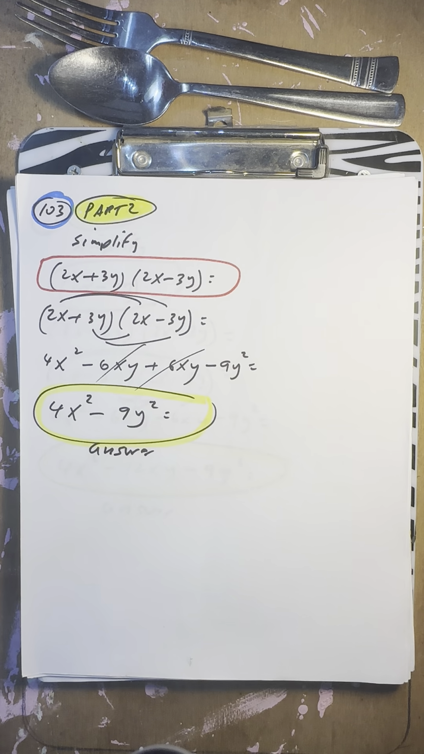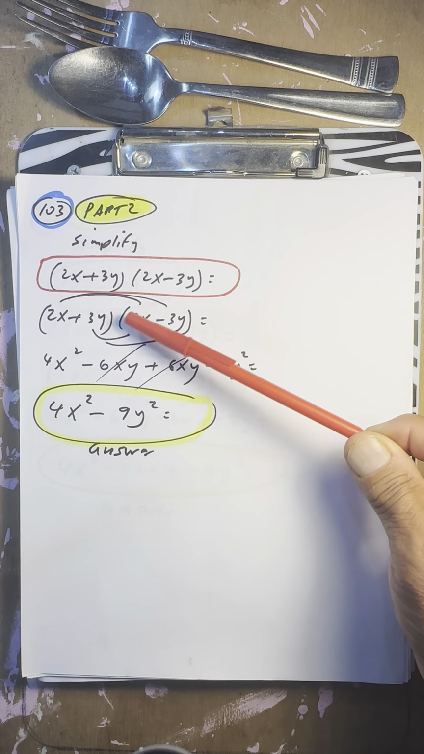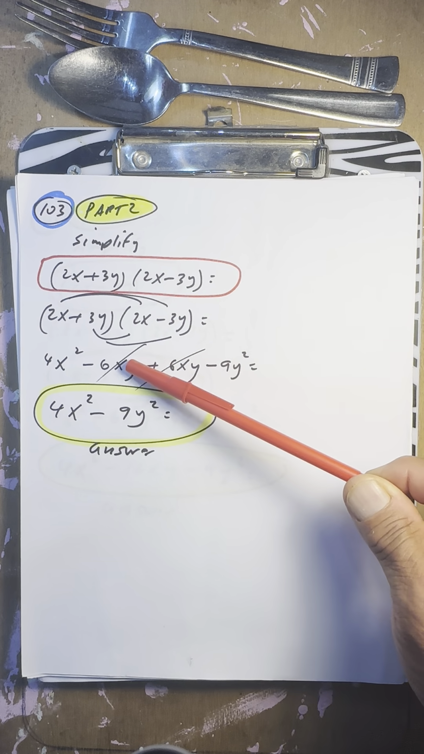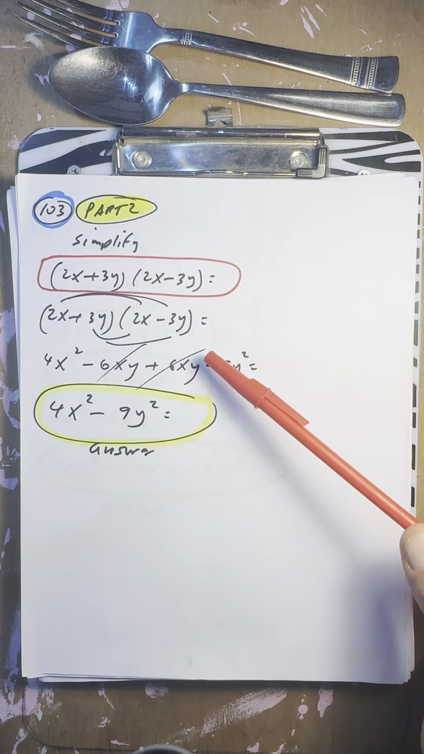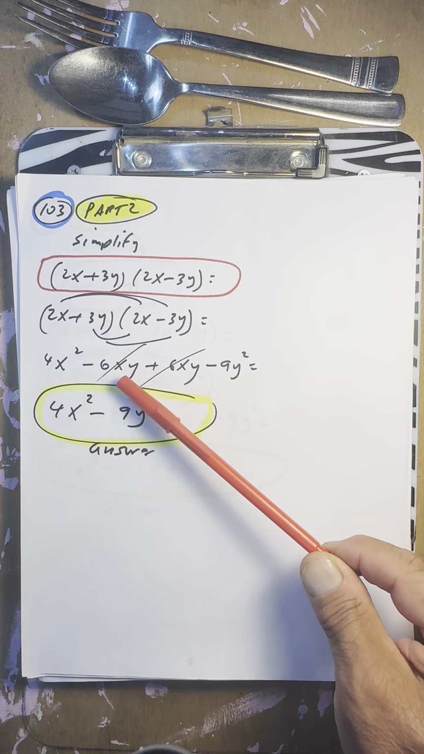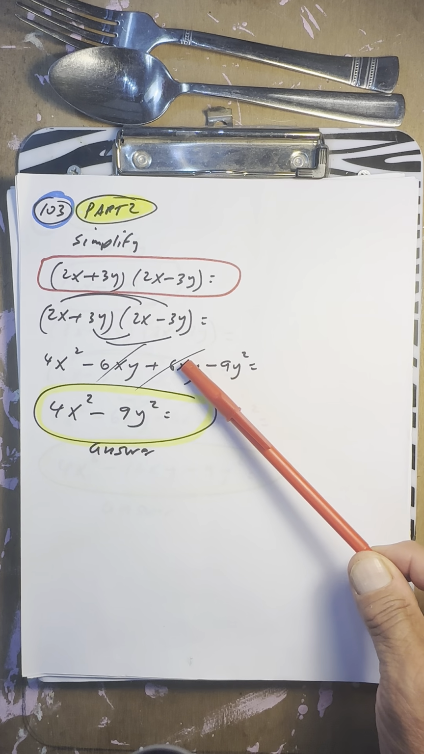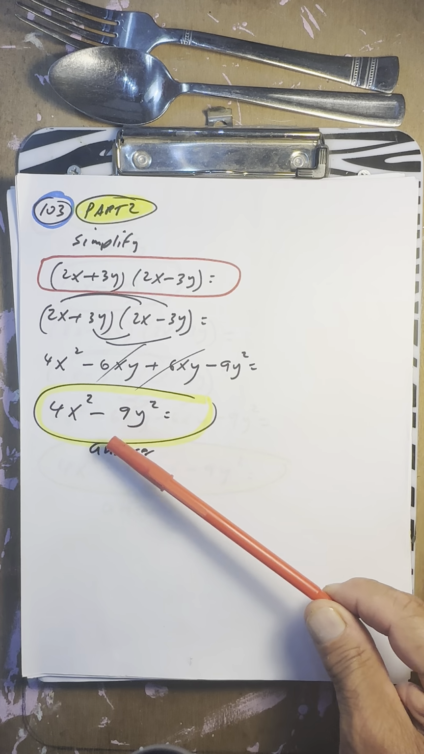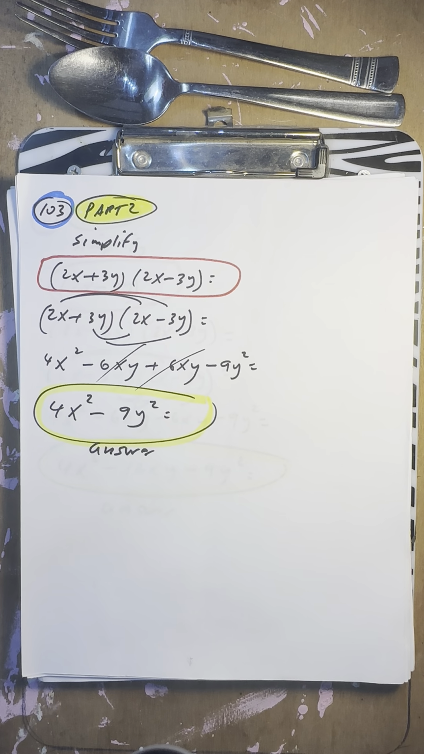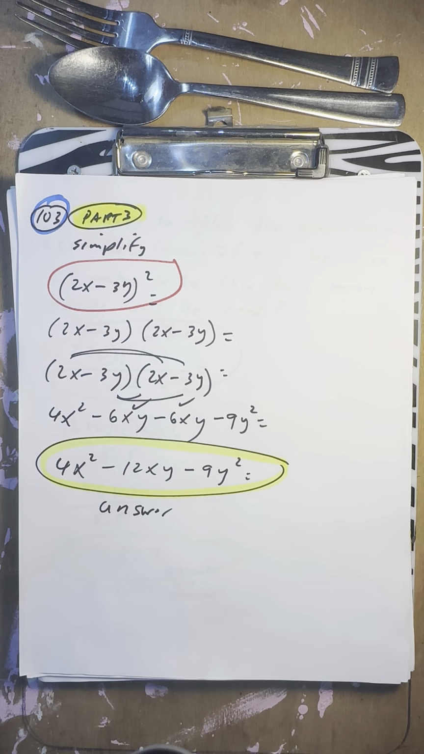All right, this one. So again, first one, 2x times that, 4x squared. 2x times that, minus 6xy. This times this is 6xy, positive. That times that is negative 9y squared. Now, look at the middle ones. Negative 6xy, positive 6xy, gone. They cancel each other out. What's left over? 4x squared minus 9y squared. That's it. You're done. Another one.